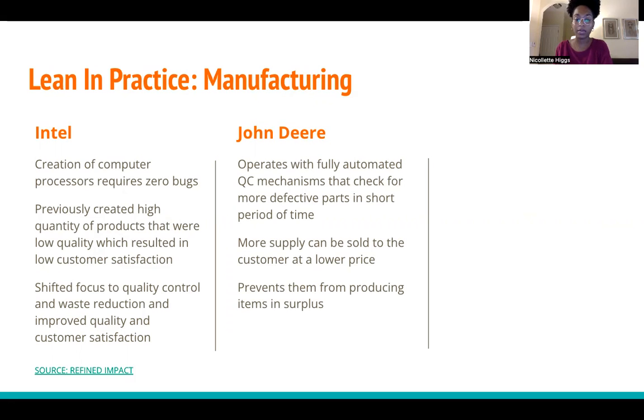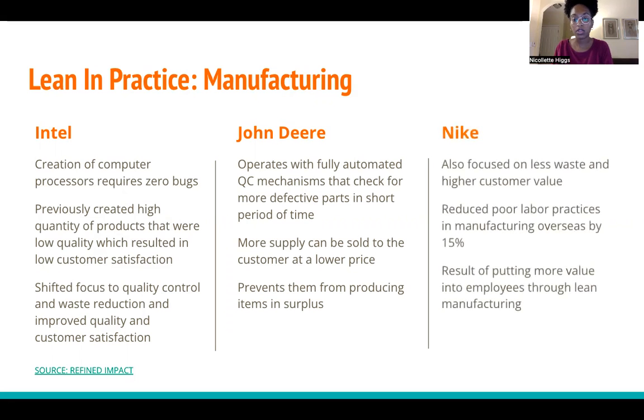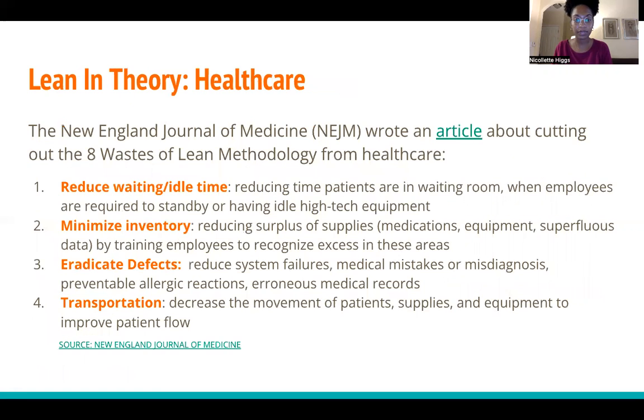which helps them supply more items to customers at a lower price. And this prevents them from producing items in surplus. Nike's also focused on less waste and higher customer value, and this has actually helped them reduce poor labor practices in their manufacturing offices overseas by 15%. And this shows that they're trying to put more value into their employees.